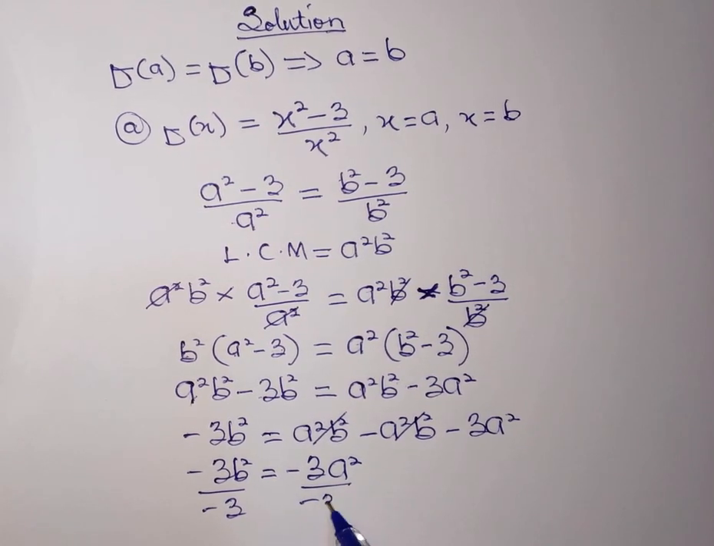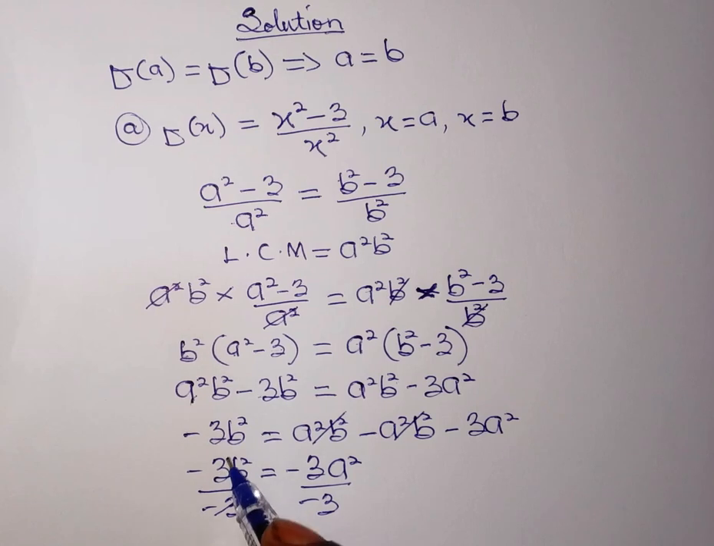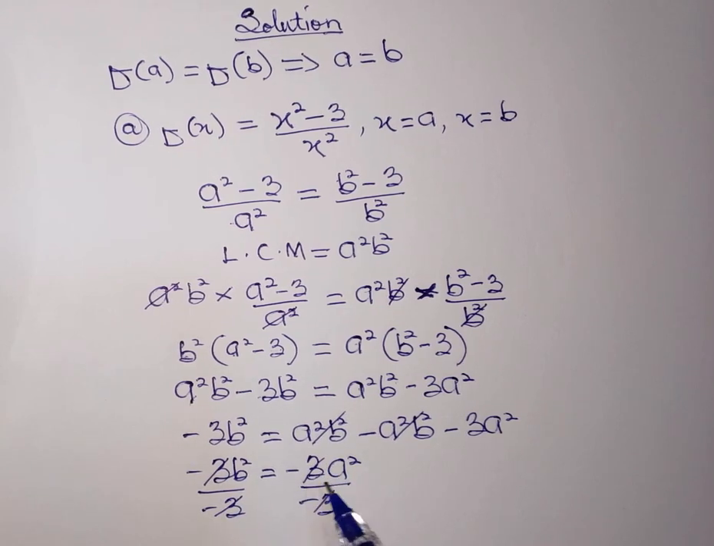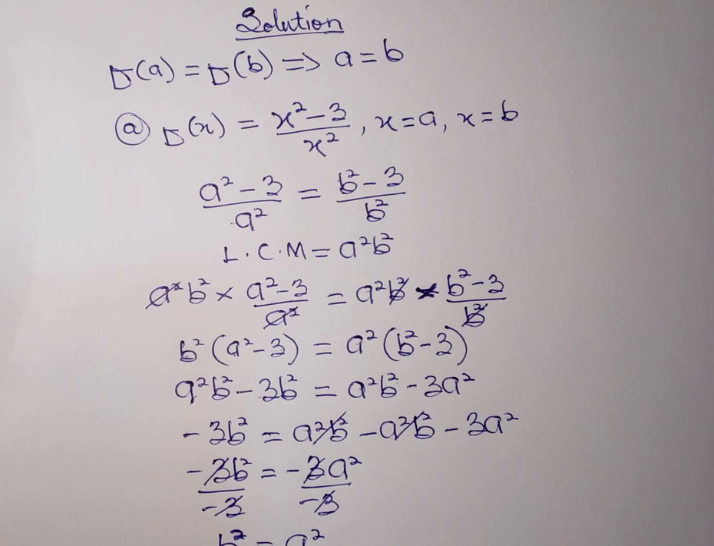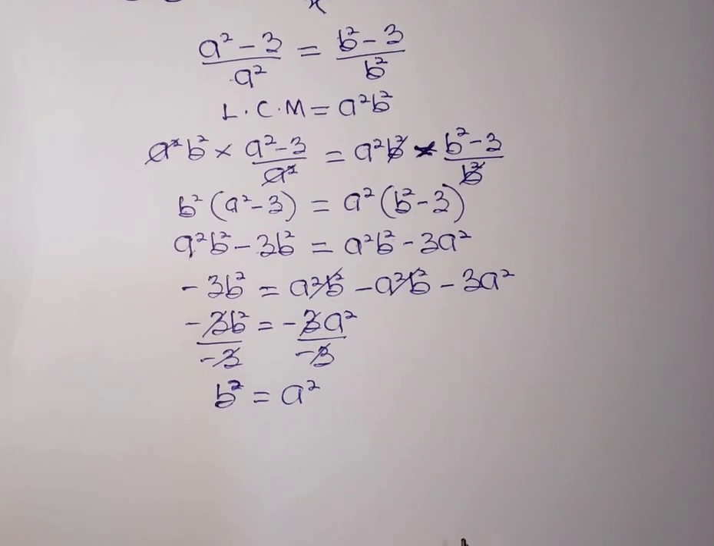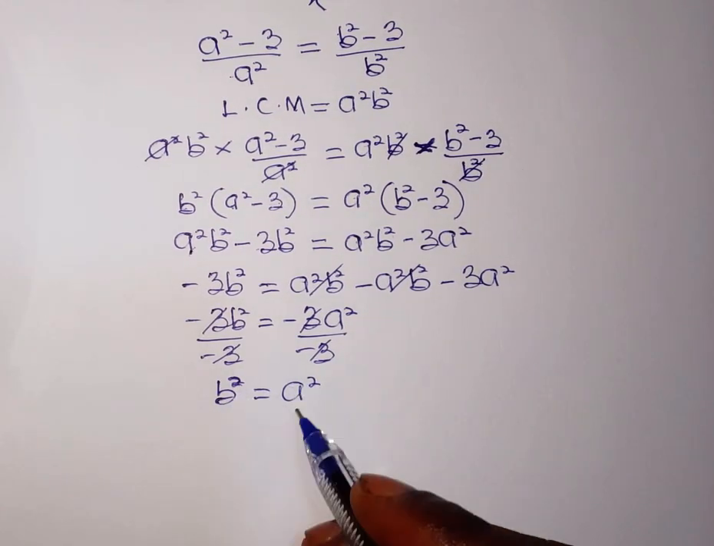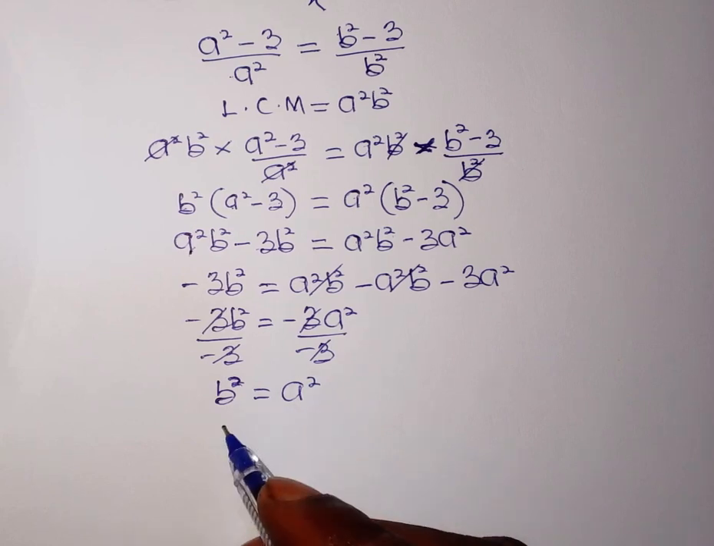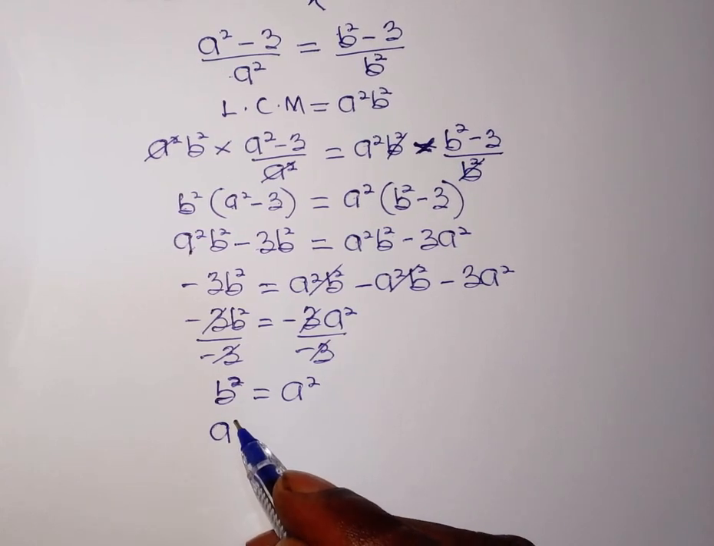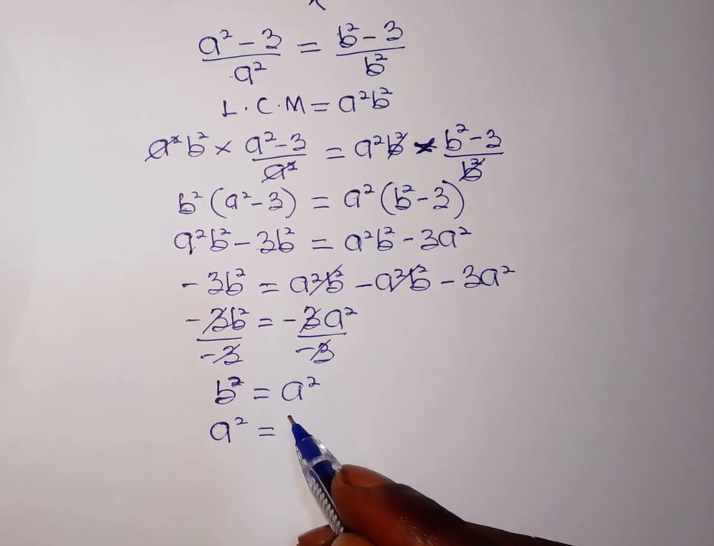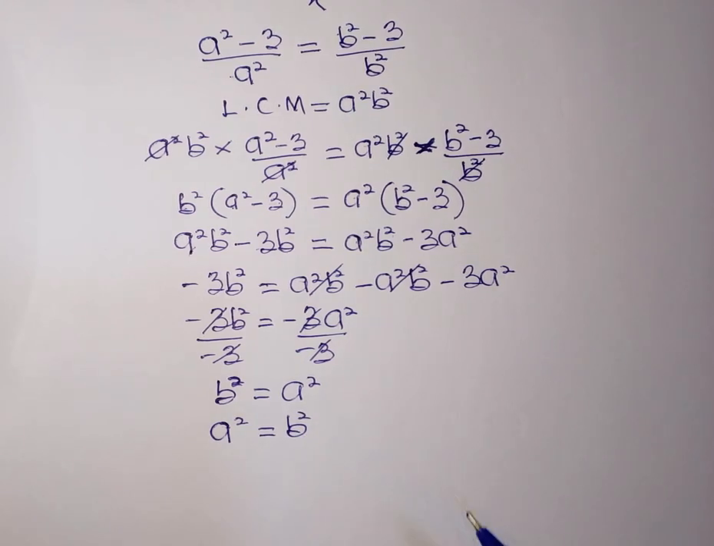Okay, negative 3, which I can cross out, leaving b squared is equal to a squared. Okay, now once I have this, I can also interchange their position. Since they are all positive numbers, I can just rewrite it as a squared is equal to b squared. Are we still done, or do we still have to further simplify?